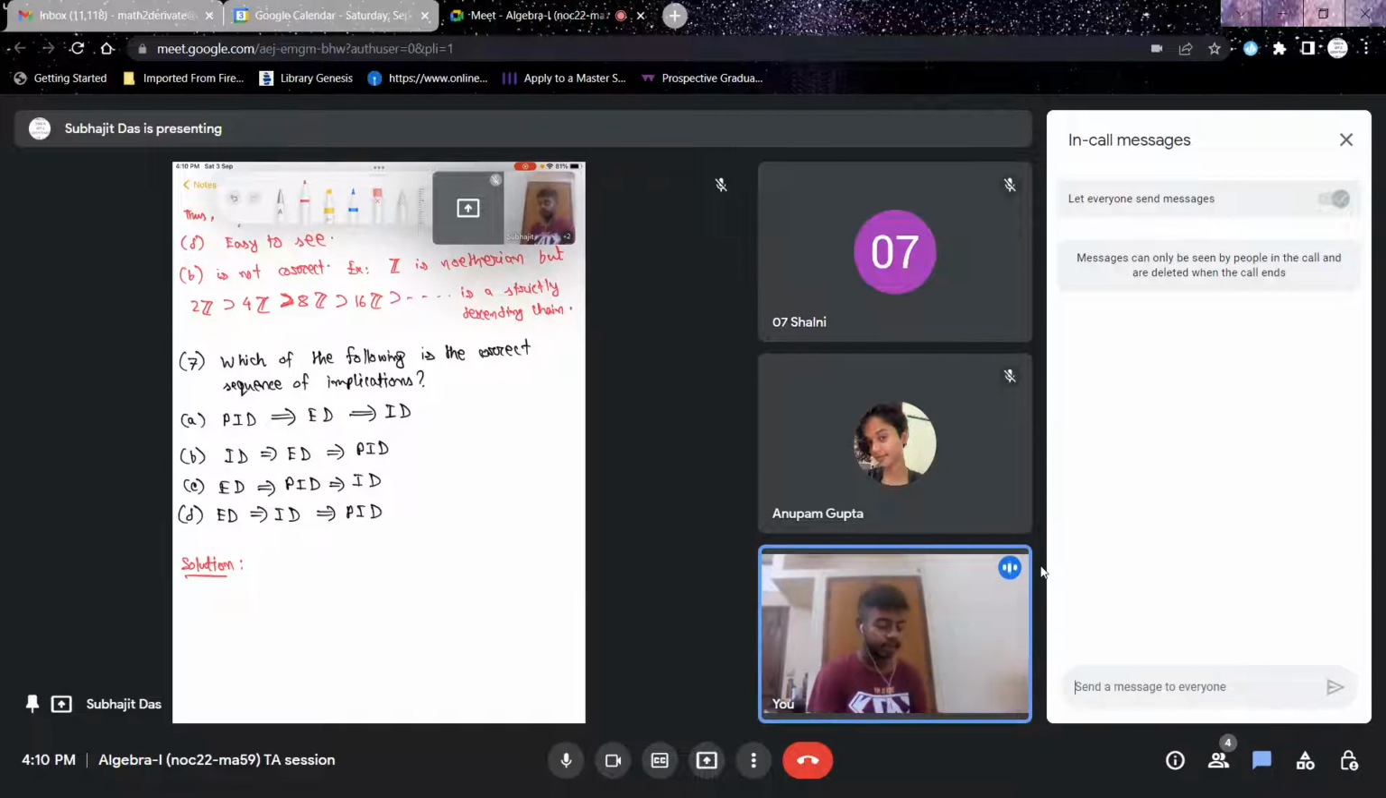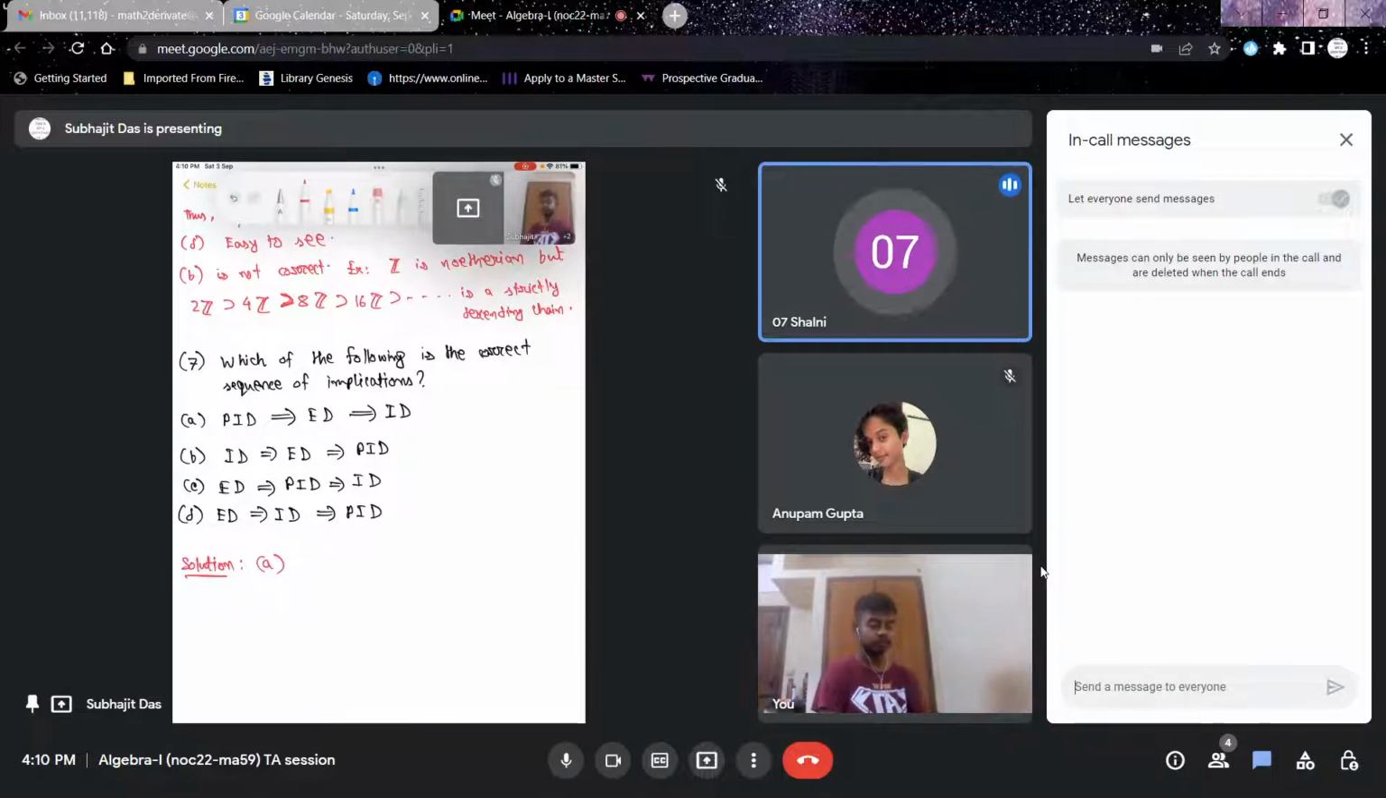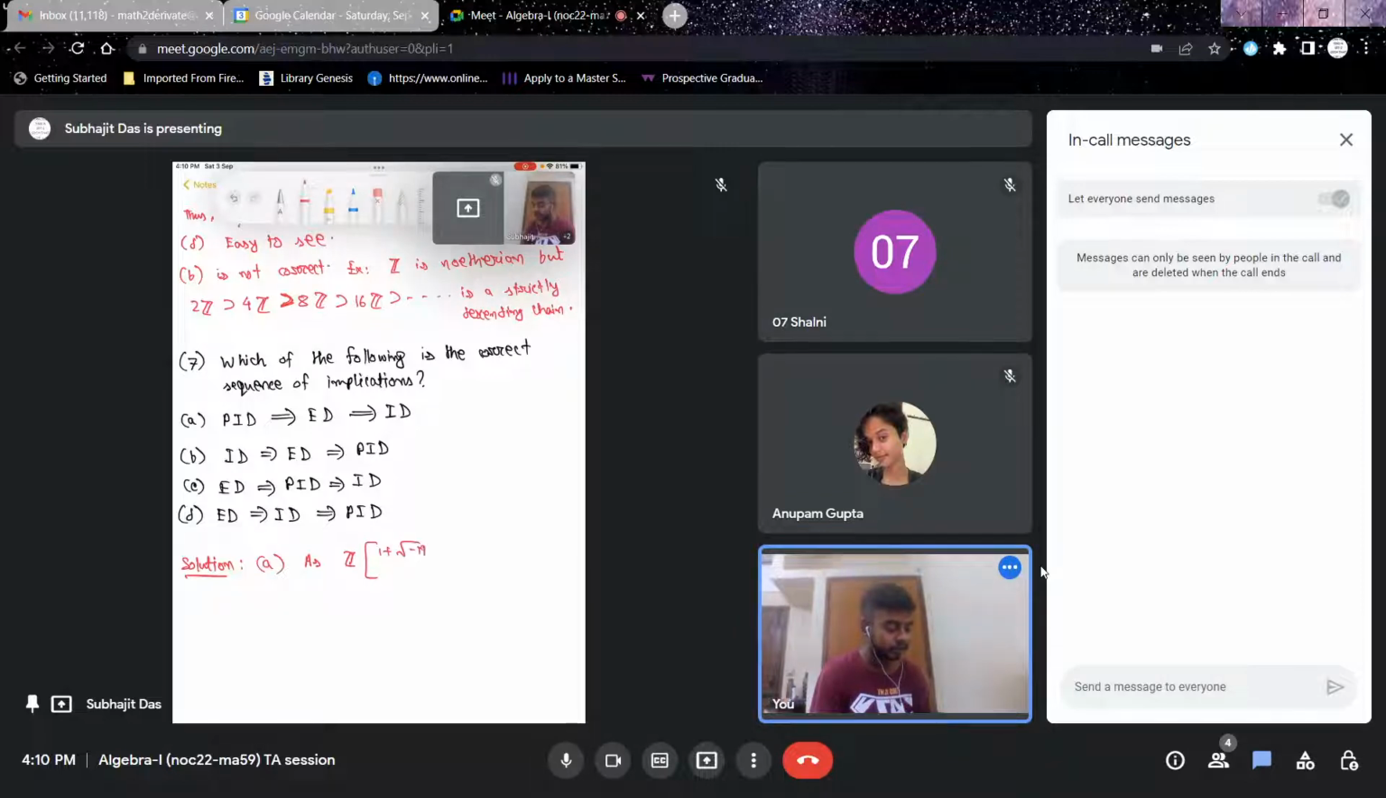So this is part A. So is A correct? That is, is it true that if we have a PID, then it has to be an ED and therefore an ID? In particular, is every PID an ED? No, sir. Okay, so can you give me an example? Z of 1 plus root minus 19 over 2. Yes. This is a standard example. Yes, very good.